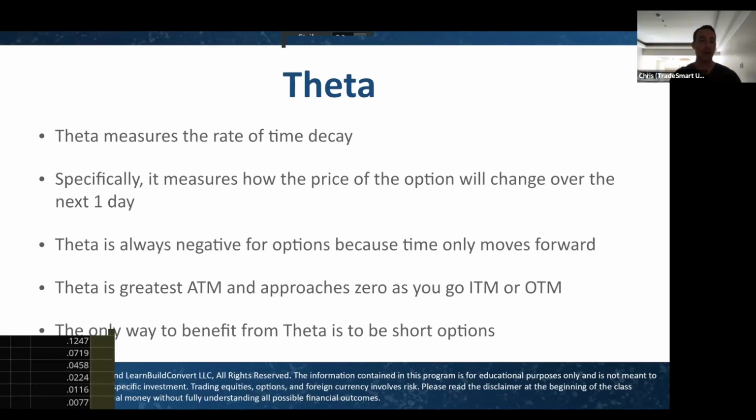If you are buying options, then theta is working against you. And there's not really anything you can do about that except to sell options, like turn it into a spread. Some sort of spread usually.